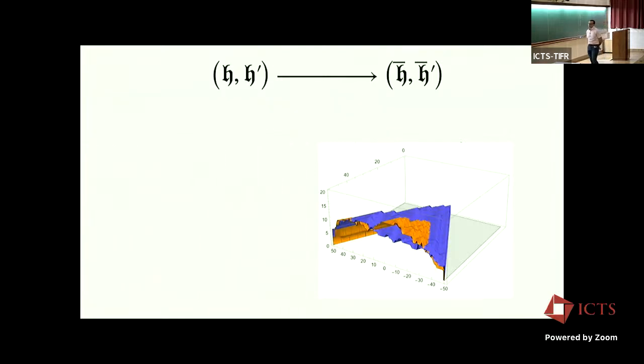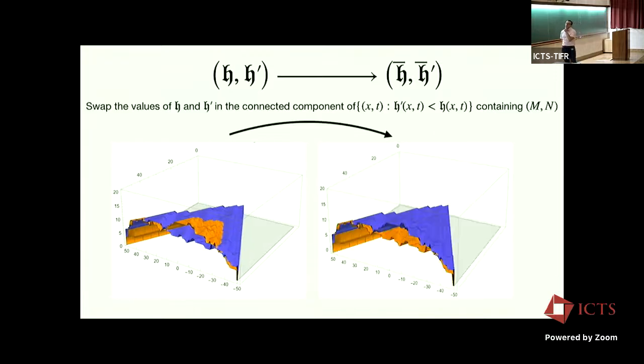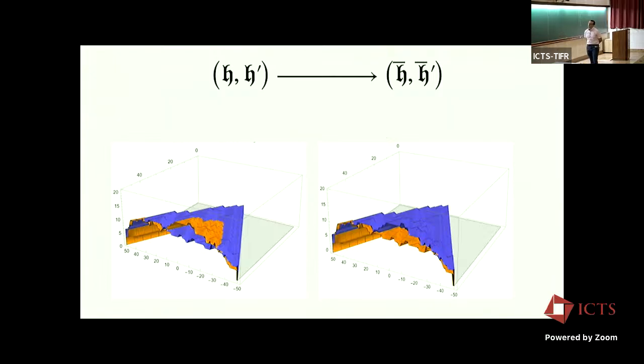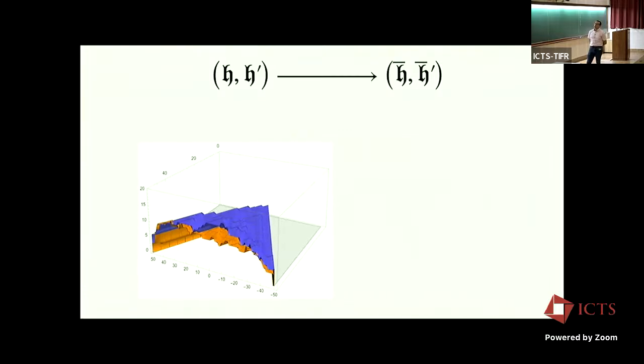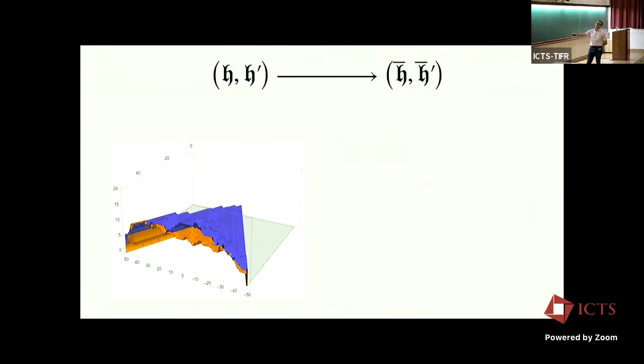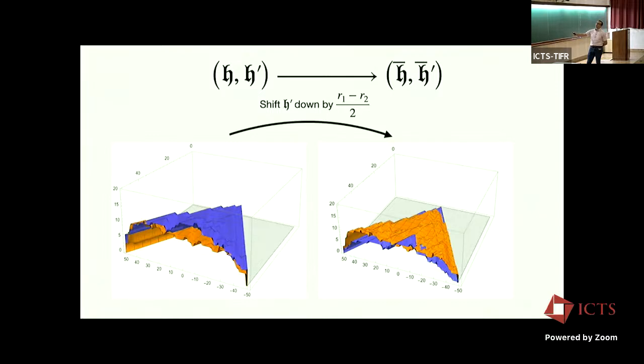So what we do is we flip the height functions at this location. You see this orange island has become a blue island, and this blue island below has become an orange island. So we flip the value of these two height functions. Now the blue height function has a problem, it had been lifted, so we have to bring it back. We have to shift down h prime, which is the blue height, by the same amount that we shifted it up before.